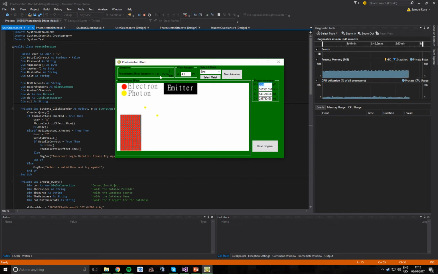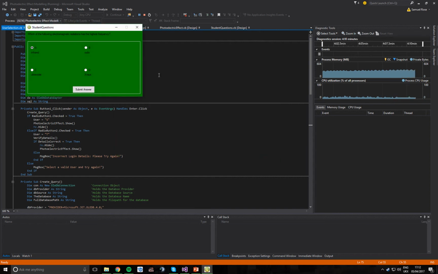So this is the underlying equation I was speaking about. HF is work function plus half mv squared max, so 2.29. What's happening? 4.40, start animation. What's happening here is that 4.4 is equal to 4.3 plus half mv squared max, and that you can work out the speed at which the electrons are coming off.